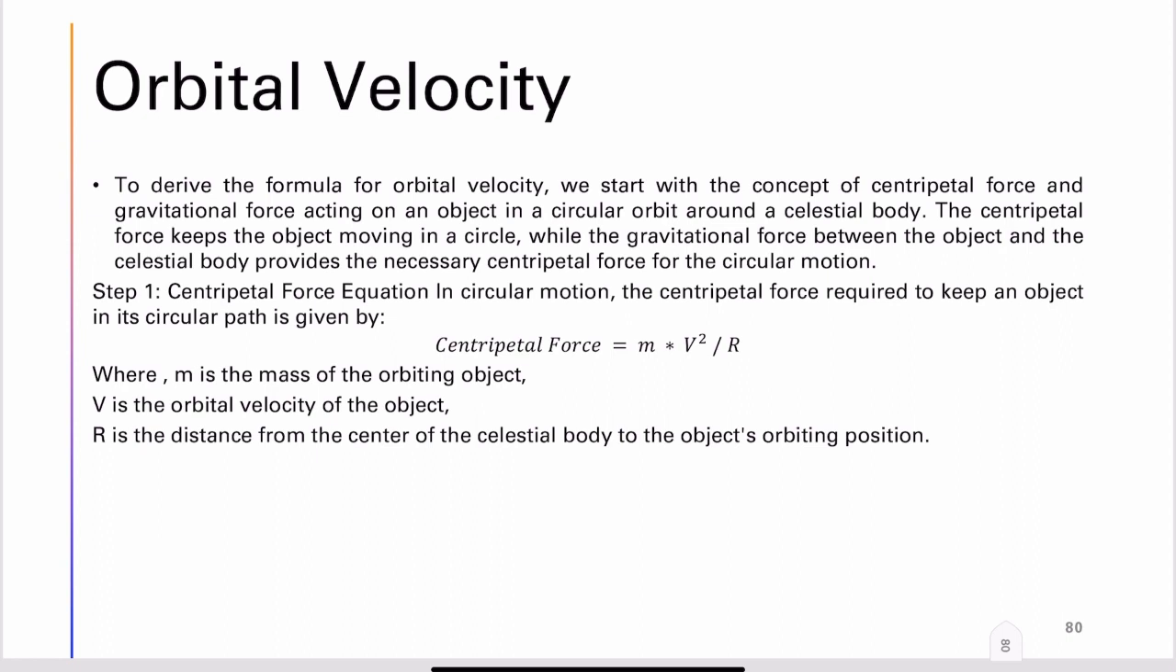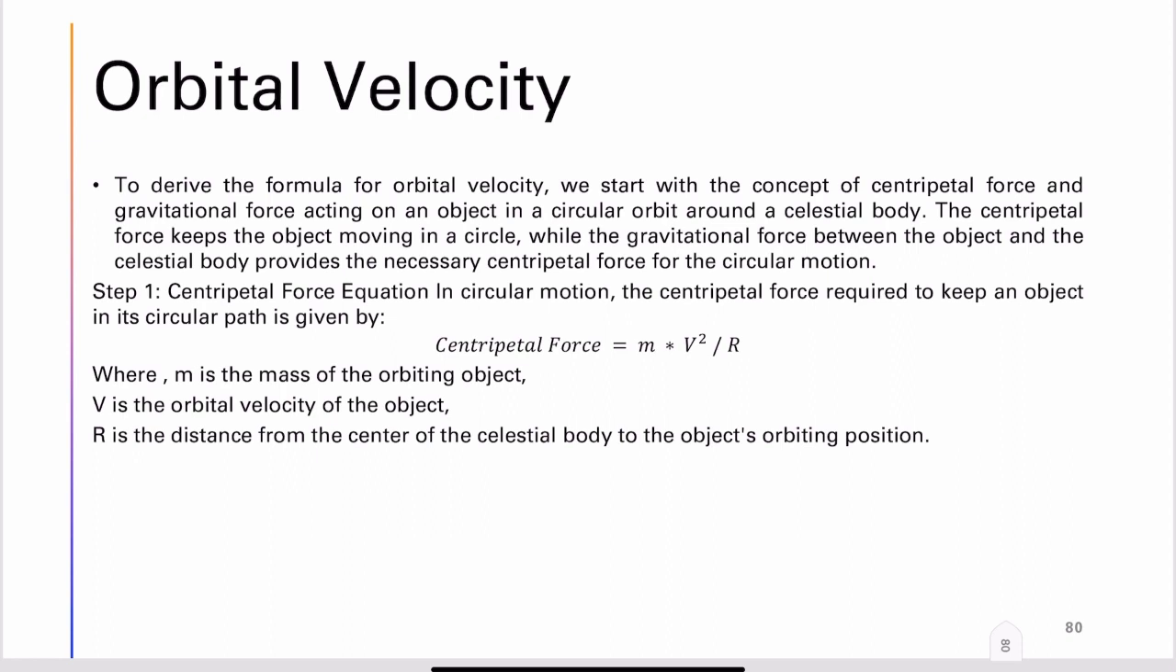In order to derive the formula for orbital velocity, we have to start with the concept of centripetal force and the gravitational force. The centripetal force keeps the object moving in a circle, and the gravitational force between the object and the celestial body provides the necessary centripetal force for the circular motion. So only the gravitational force provides the necessary centripetal force for the circular motion.